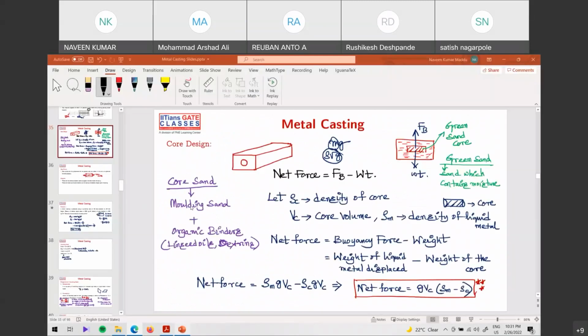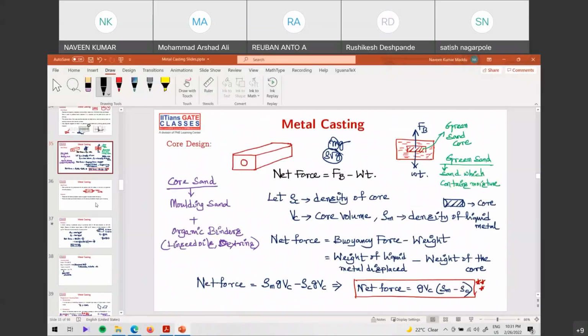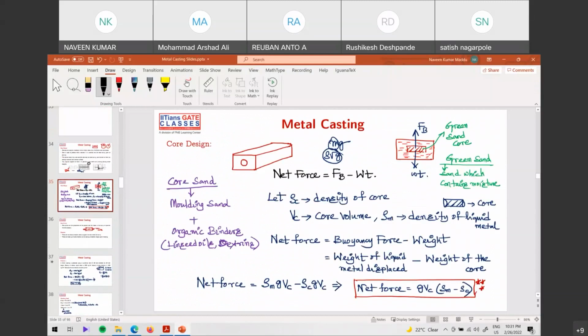As for the slides, I will complete casting, and then I'll share the slides. That would be a very good idea. Is it okay?